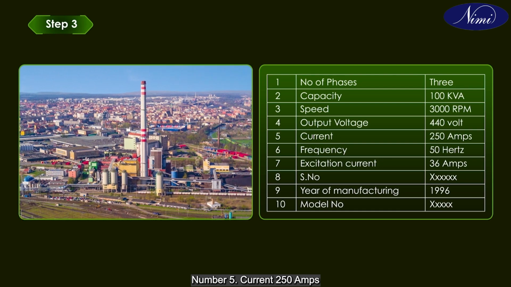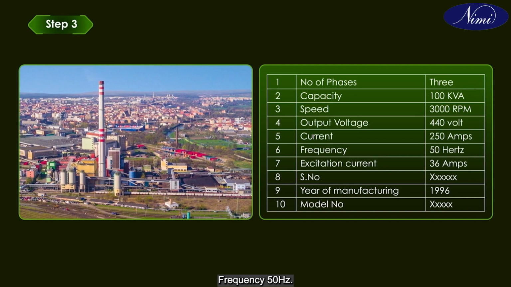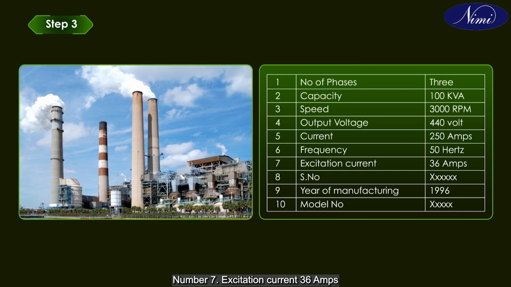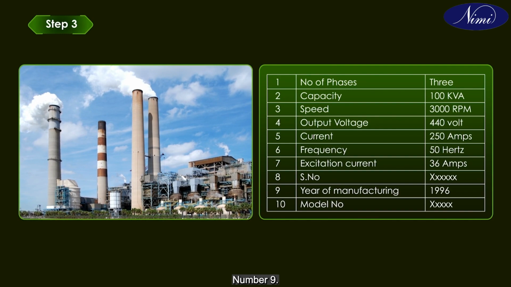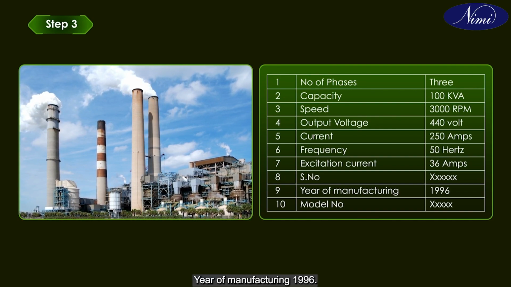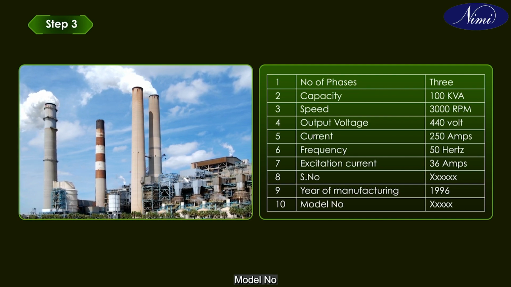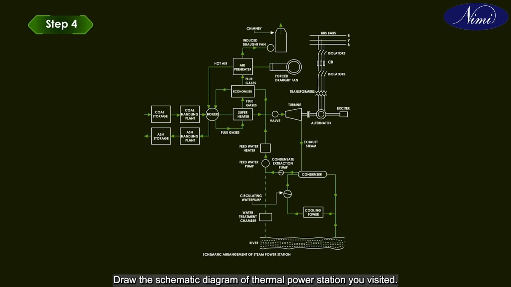Number 5. Current: 250 amperes. Number 6. Frequency: 50 hertz. Number 7. Excitation current: 36 amperes. Number 8. Serial number. Number 9. Year of manufacturing: 1996. Number 10. Model number. Step 4. Draw the schematic diagram of the thermal power station you visited.